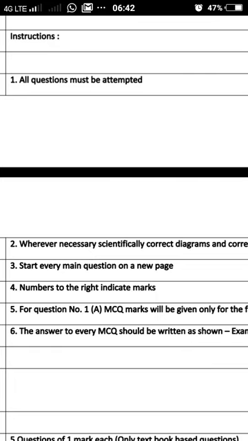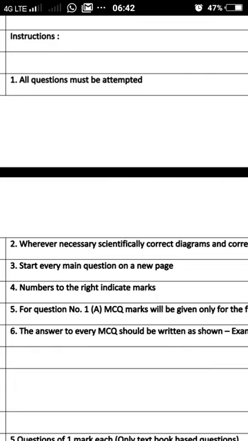Similarly, you can write question number 2A, 2B continuously. To write question number 3, you will have to come on a new page. You will have to start the question on a new page. Okay, so the numbers to the right side on the question paper indicate the marks. Next, question number 1A, which will be of MCQs, that is multiple choice questions.